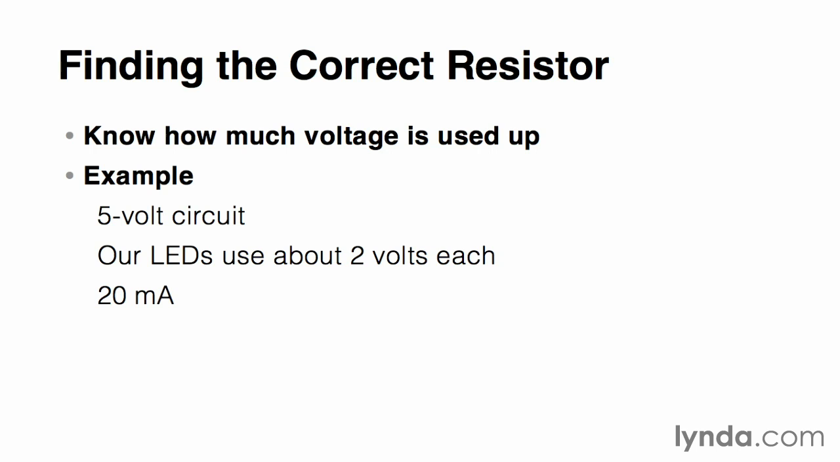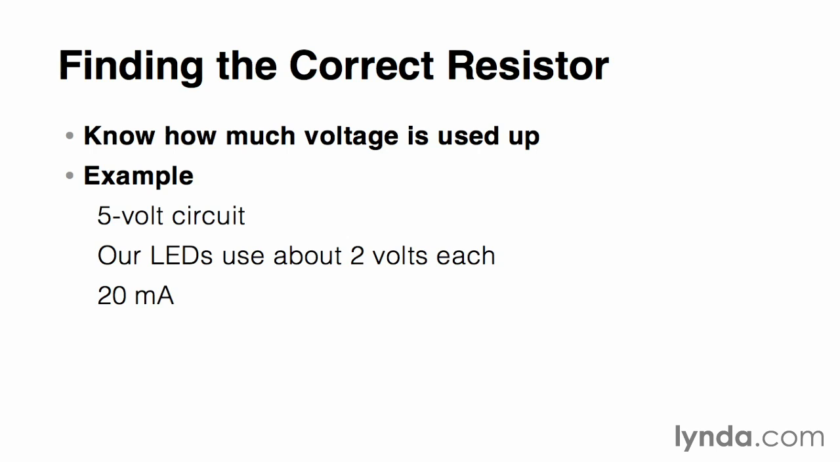Next, you need the amount of current. For an LED, this is about 20 milliamps. This information can be found in the specs for the LED. Now that we have that information, we can calculate the ohms needed in the resistor. Let's find the correct resistor value for a single LED.